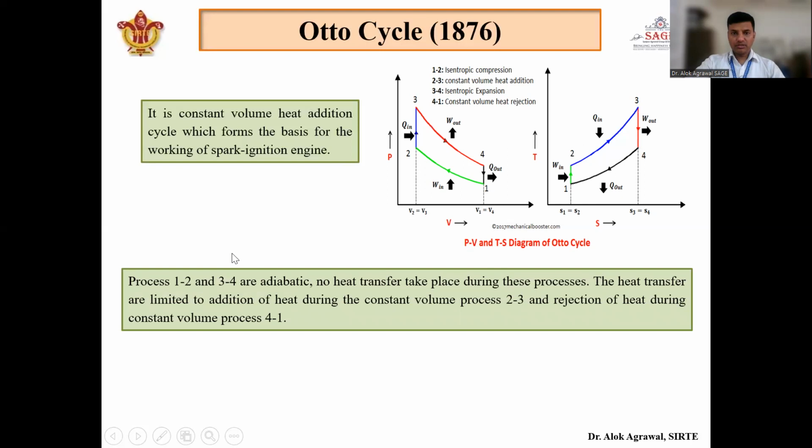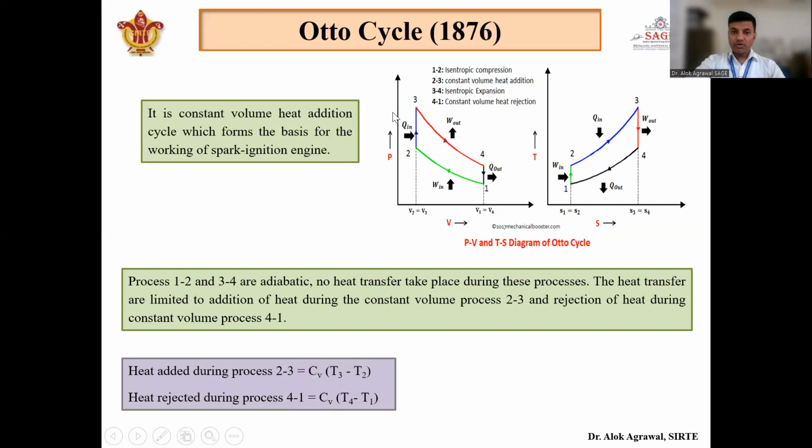Let us start with the derivation of the cycle efficiency of the Otto cycle. First of all, 1 to 2 and 3 to 4 are adiabatic processes in which no heat transfer takes place. The heat transfers are limited to the addition during 2 to 3 and rejection during 4 to 1, that is, constant volume processes. Now, what is the amount of heat added in this cycle? That is given by the rise in temperature when the heat is added, from 2 to 3. So heat is added at constant volume.